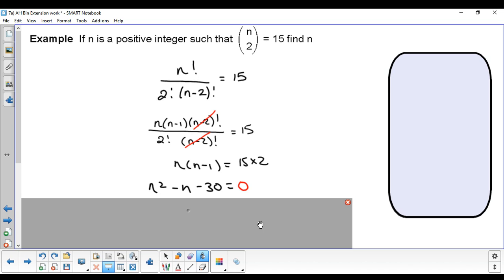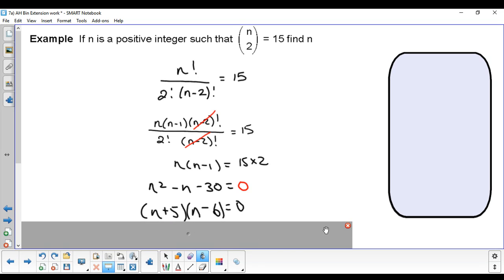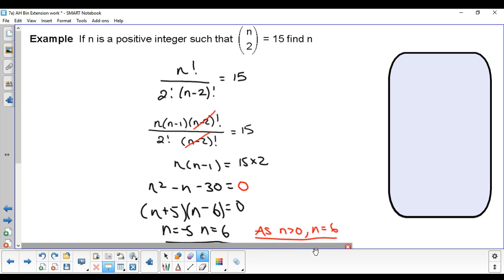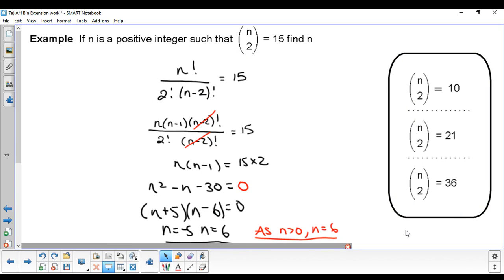What did we do then? We factorised, so 5 times 6, it has to be minus 6 to get the negative 1, and then we solved. And remember, it was a positive integer, so you had to have n equals 6 only. I don't know if you remember, you completed those, okay?